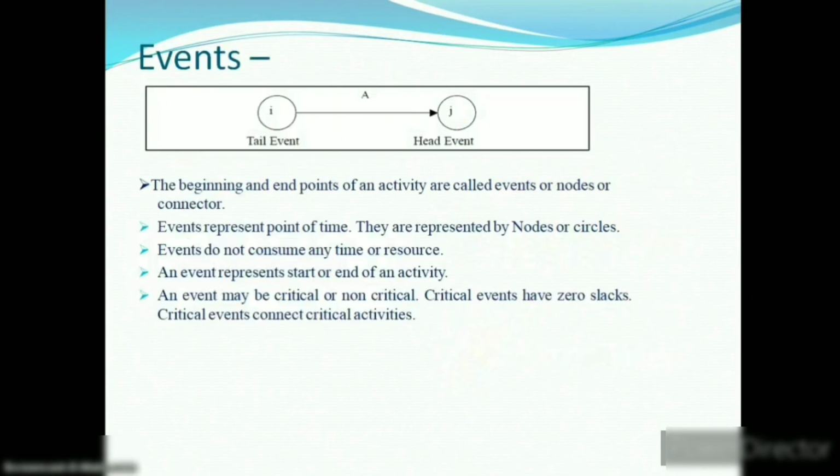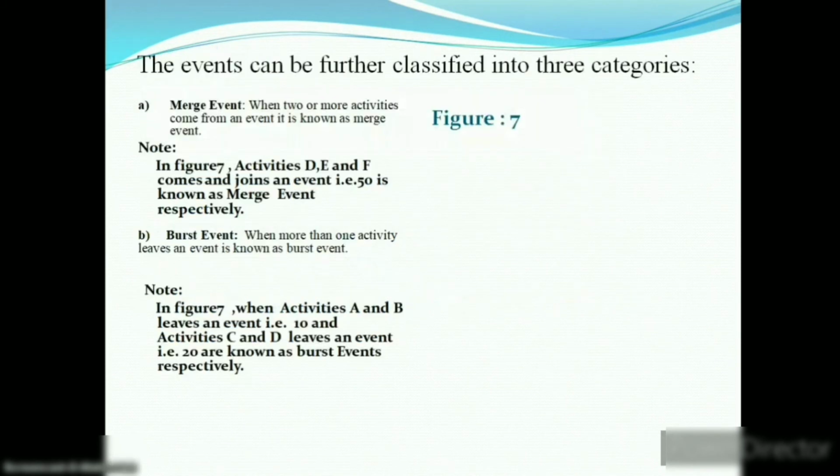Now let's go on to the next component, that is the event. Events are the connectors of activities. The beginning and end points of an activity are called events. They are represented by circles. The starting point of an activity is known as the tail event, and the end point of the activity is known as the head event. Events can be classified into 3 categories: merge event, burst event, and a combination of merge and burst event.